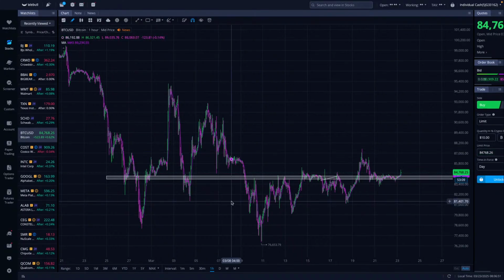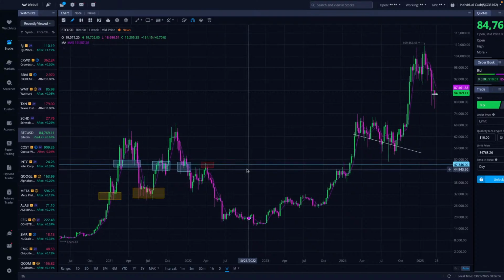Bitcoin, let's take a look at it. We drew out this level. I have it in my Gemini crypto portfolio, and it's just incredible. I had shares around 19,000 and I sold around 50 to 55,000, and it's amazing. It went up to 110,000. Who would have thought?